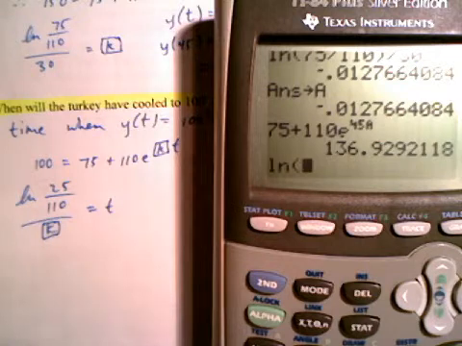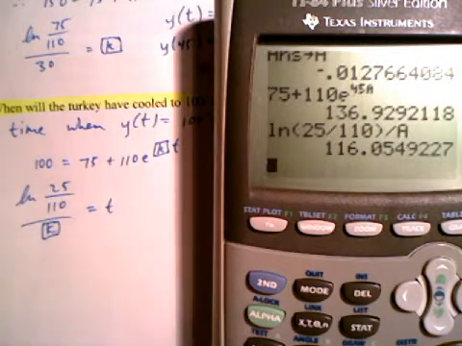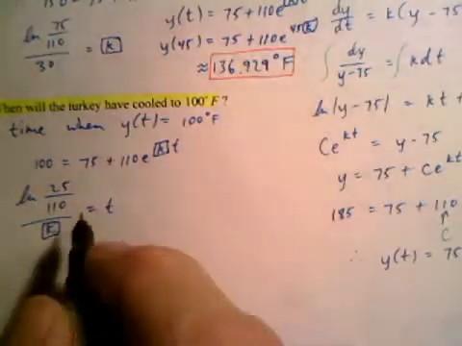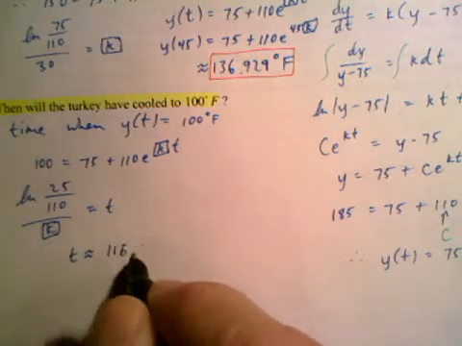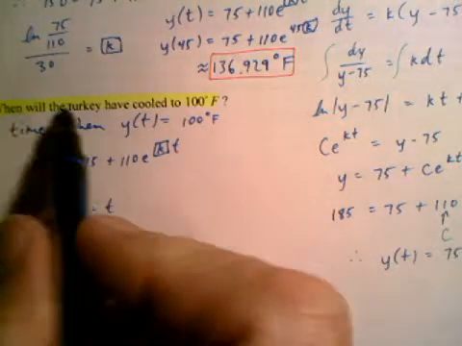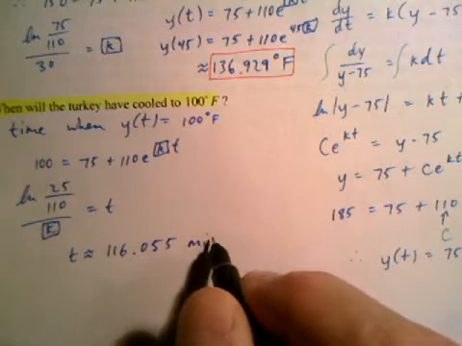So let's type that in. Log of 25 divided by 110. We're going to divide that by k, which I always store in alpha A. So that's 116.055. So t is about 116.055, meaning that would be at the 116-minute mark.